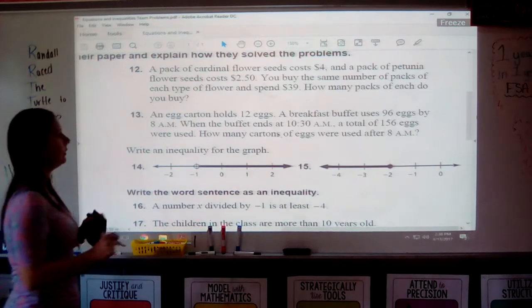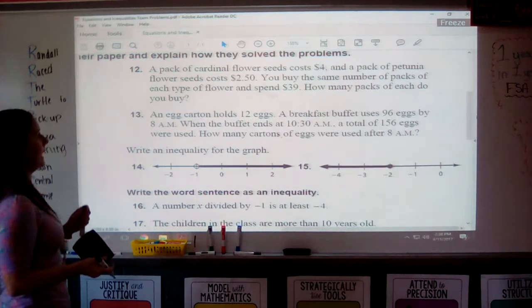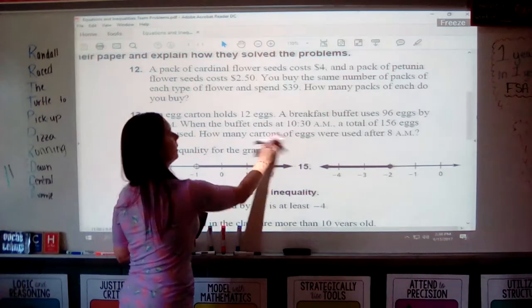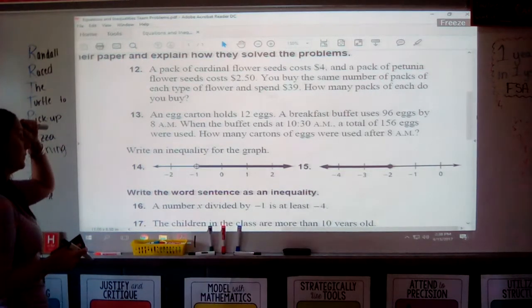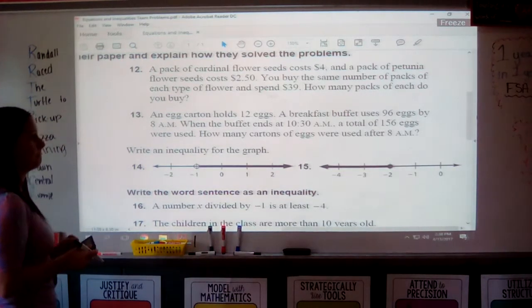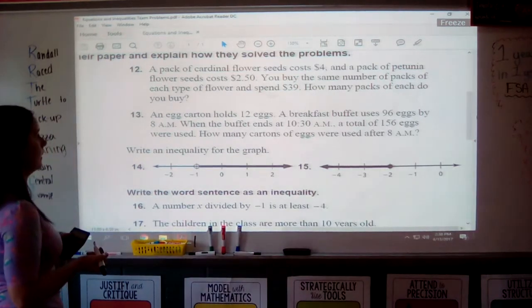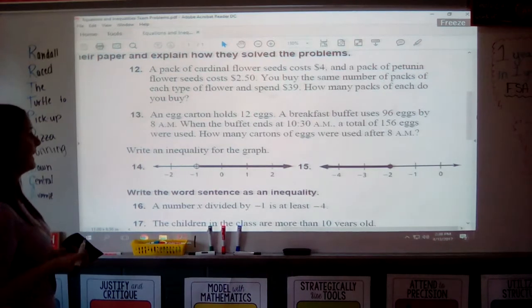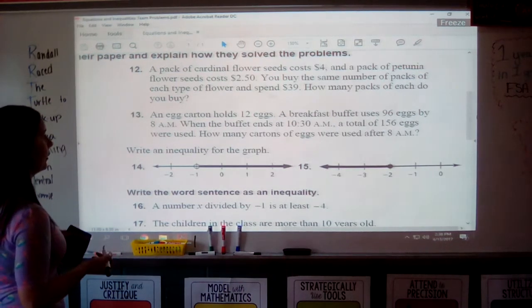Number 13, an egg carton holds 12 eggs. A breakfast buffet uses 96 eggs by 8 a.m. When the buffet ends at 10:30 a.m., a total of 156 eggs were used. How many cartons of eggs were used after 8 a.m.? We know the buffet uses 96 eggs by 8 a.m. The buffet ends at 10:30.